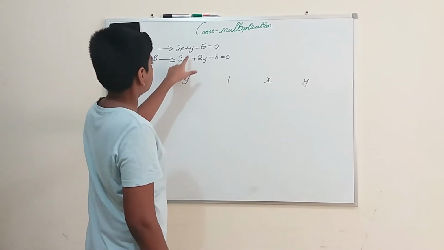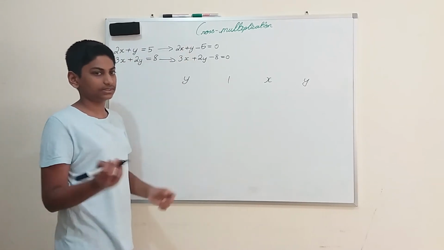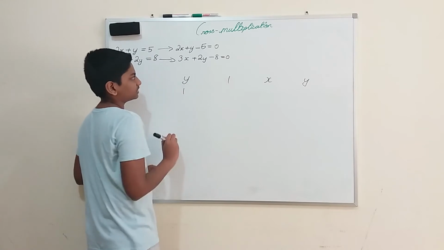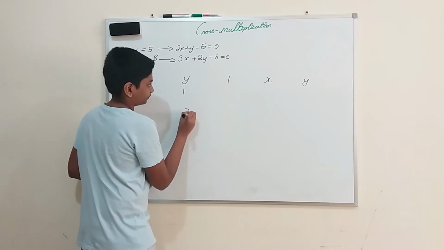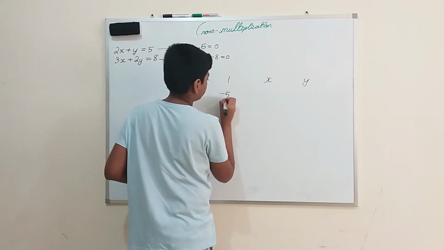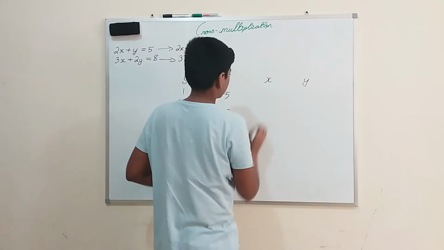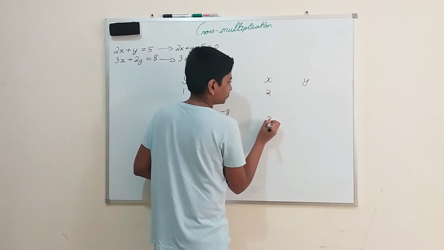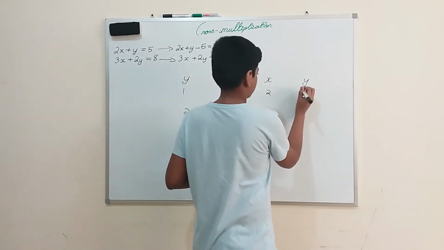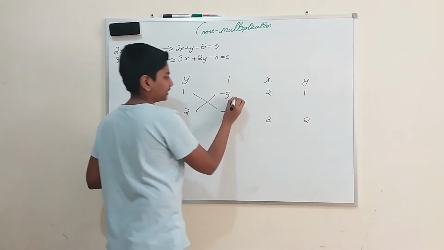Now y is equal to 1. Here 1 plus 1, because before y nothing is there, that means it's 1. So plus 1, so I'll just write 1 and 2. 1 over here is minus 5 and minus 8. And x over here is 2 and 3. And y over here is 1 and 2. Now what should we do? We should cross multiply these both.